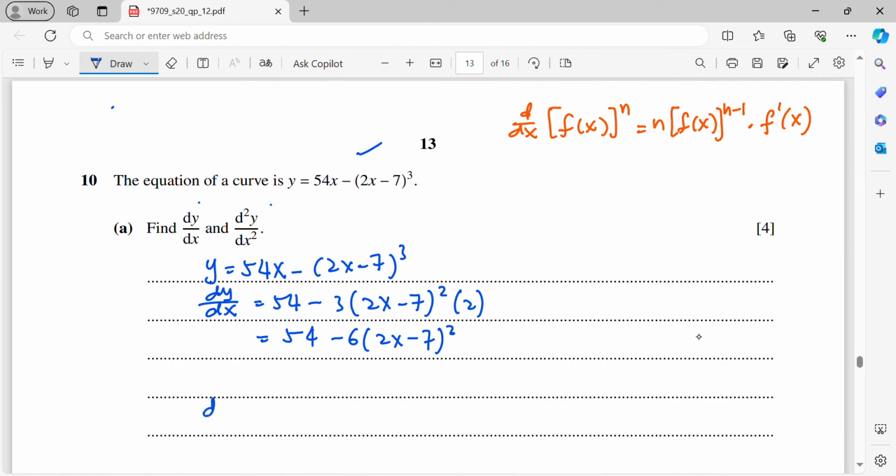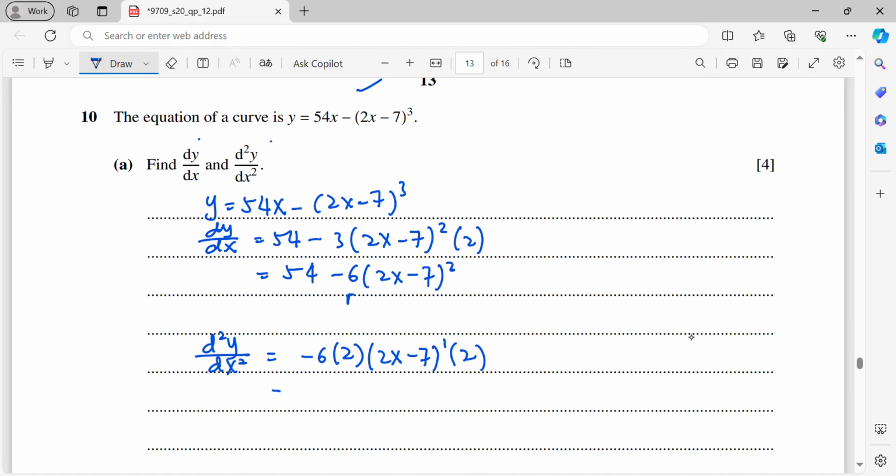Now for d squared y over dx squared, differentiate for a second time. The first term has no x, so you get 0. Now just copy back the minus 6. The 2 will be moved down. Rewrite 2x minus 7 with the power becoming 1. And differentiate 2x minus 7, that is 2. Then you will get minus 24 of (2x minus 7). So that is the solution of part A.